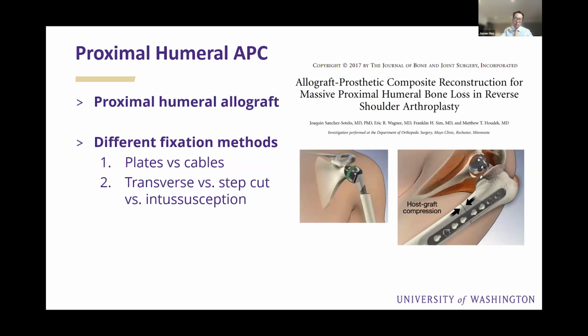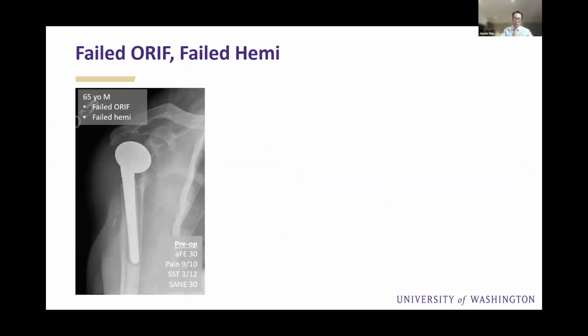And so with proximal humeral APC, you use a proximal humeral allograft that's fixed to the native bone to support the proximal portion of the implant. There are different ways to go about this surgery. You can fix it with plates, you can fix it with cables. There are different ways to consider joining the graft to the native bone.